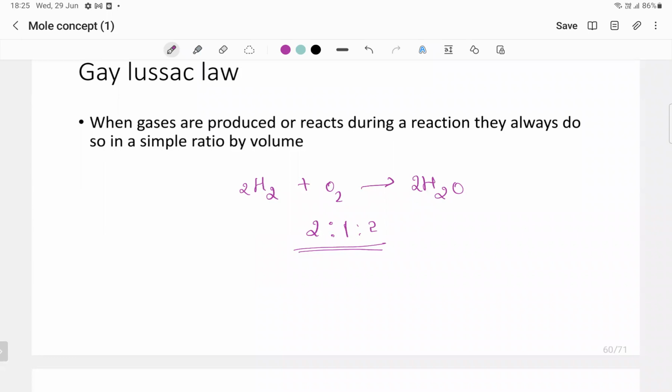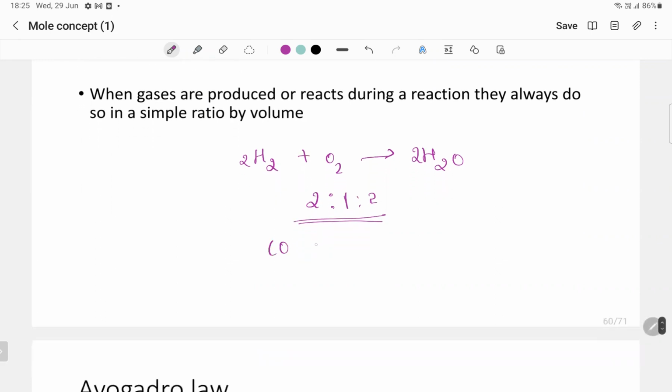Understood? Let's suppose I am producing carbon dioxide gas. To produce carbon dioxide, carbon monoxide plus excess oxygen is needed, right? Yes or no? You studied this in 9th and 10th, didn't you? Excess oxygen is needed, so carbon dioxide gas will be formed. To balance the equation: 2, 2, 4, 2. So which means 2:1:2. Here also you can see a simple ratio in terms of volume. That is the thing.